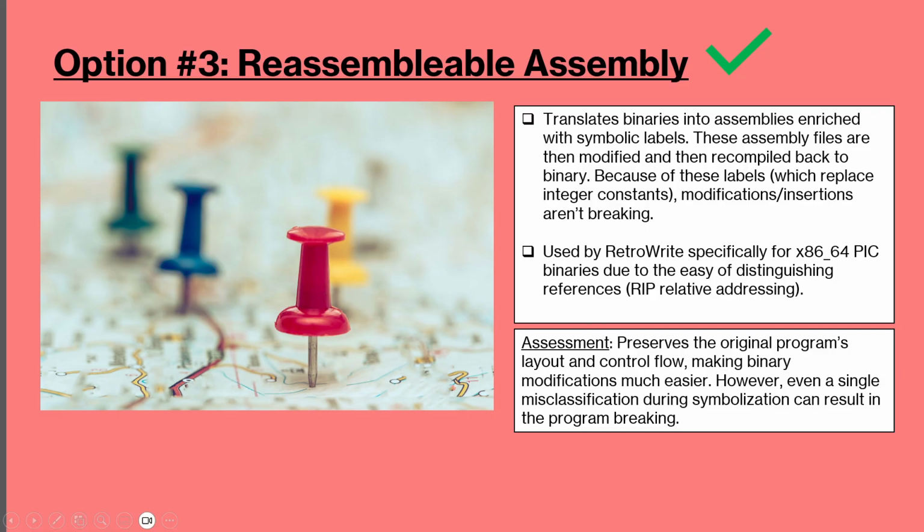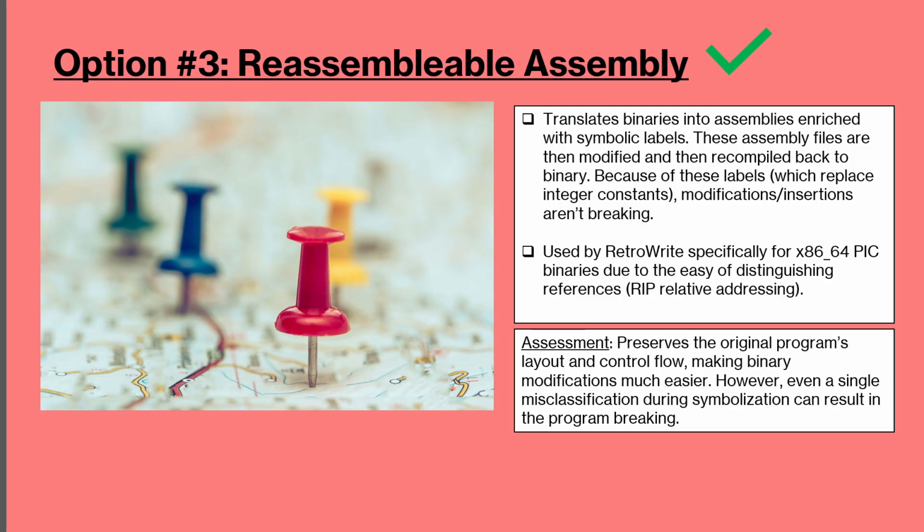Finally, reassemblable assembly rewrites binaries by first disassembling them into assembly code enriched with symbolic labels and relocation entries, enabling a linker-like process to correctly resolve references when rebuilding the binary. Conceptually, the idea is to convert the program from a flat sequence of raw addresses into a form where all important locations, such as jump targets and data references, are expressed symbolically rather than as a fixed and brittle numeric value.